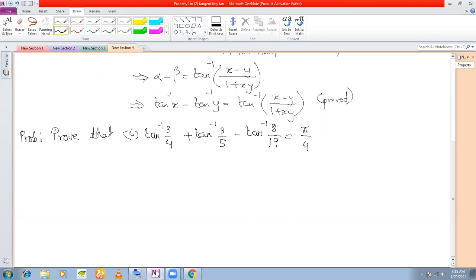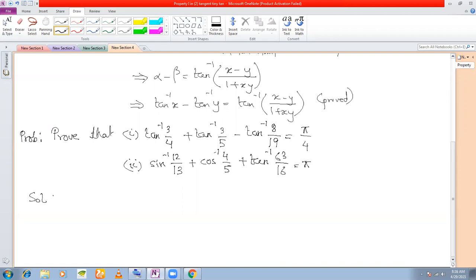And the second one is sin inverse 12 by 13 plus cos inverse 4 by 5 plus tan inverse 63 by 16 is equal to pi. These two.